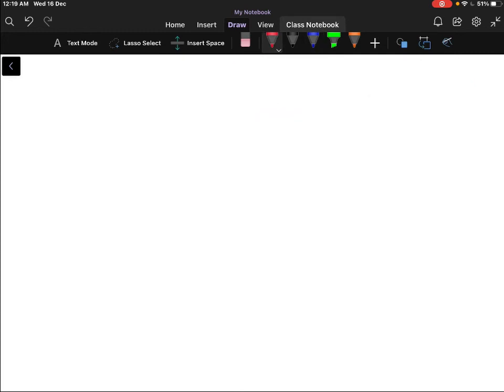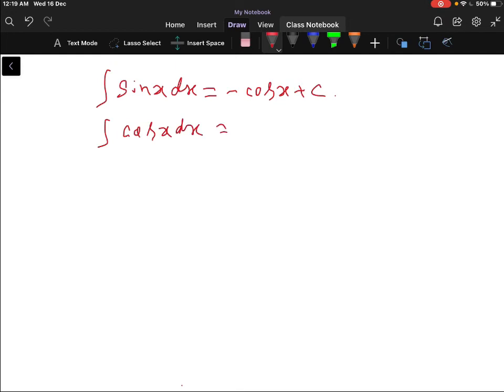Now let us consider another example. For example, integration of sin x dx, we know that this is a minus cos x plus c, where c is an arbitrary constant. Similarly, integration of cos x dx, that is equal to sin x plus c.